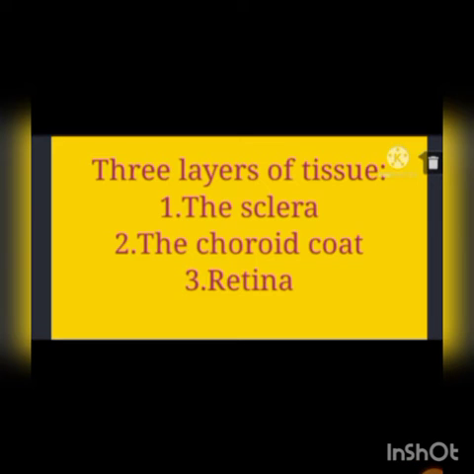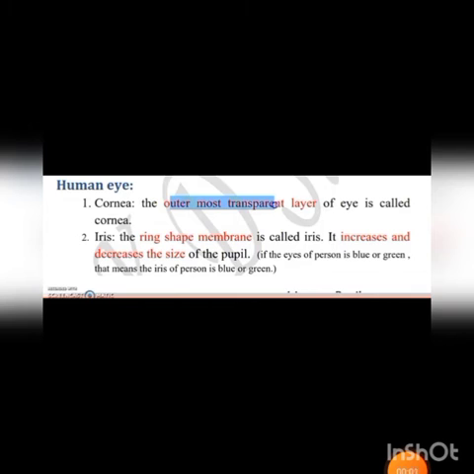It is wrapped in 3 layers of tissues. First one, the sclera. Second one, choroid. Third one, retina. Next one, structure and its function.